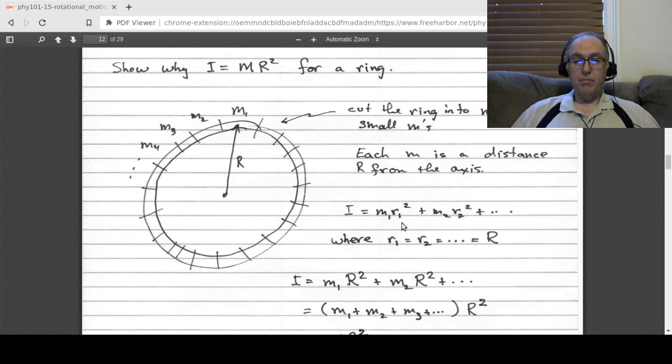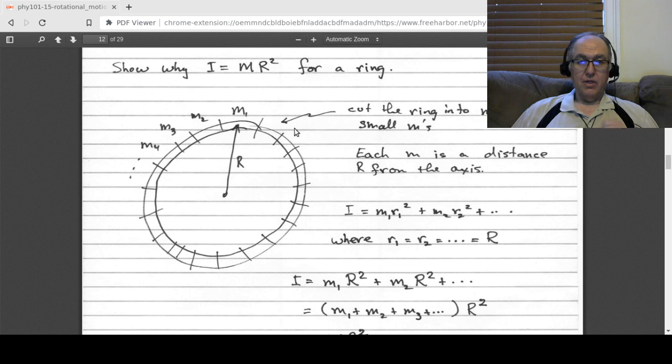The next thing you say is, but all the r's are the same. I called it r1 because it's the radius for m1, and r2 because it's the radius for m2. But the radius for m1, m2, m3, all of them, is just capital R, because every single mass is the same distance from the axis of rotation. It's in the middle of the ring. The ring is a circle, the circle has a center, and all the masses are the same distance from that center, capital R. So now I can replace r1 squared with R squared, r2 squared with R squared, and r3 squared with R squared.